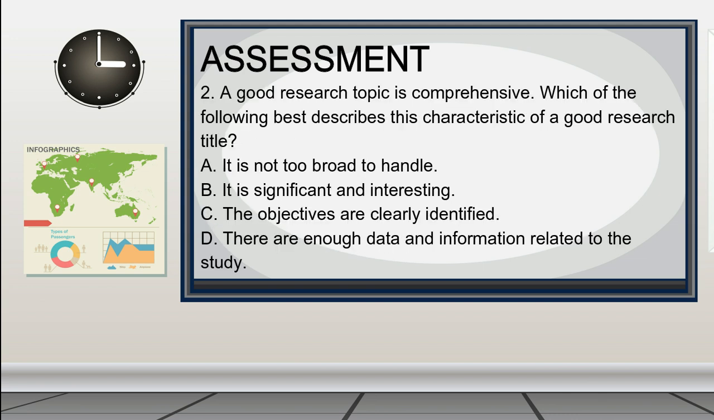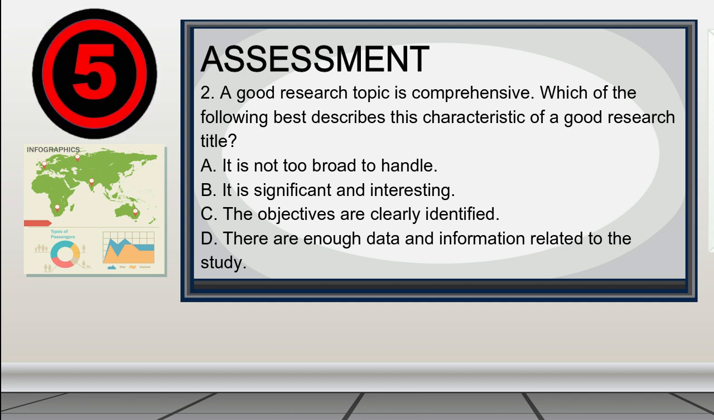Two. A good research topic is comprehensive. Which of the following best describes this characteristic of a good research title? A. It is not too broad to handle. B. It is significant and interesting. C. The objectives are clearly identified. D. There are enough data and information related to study.